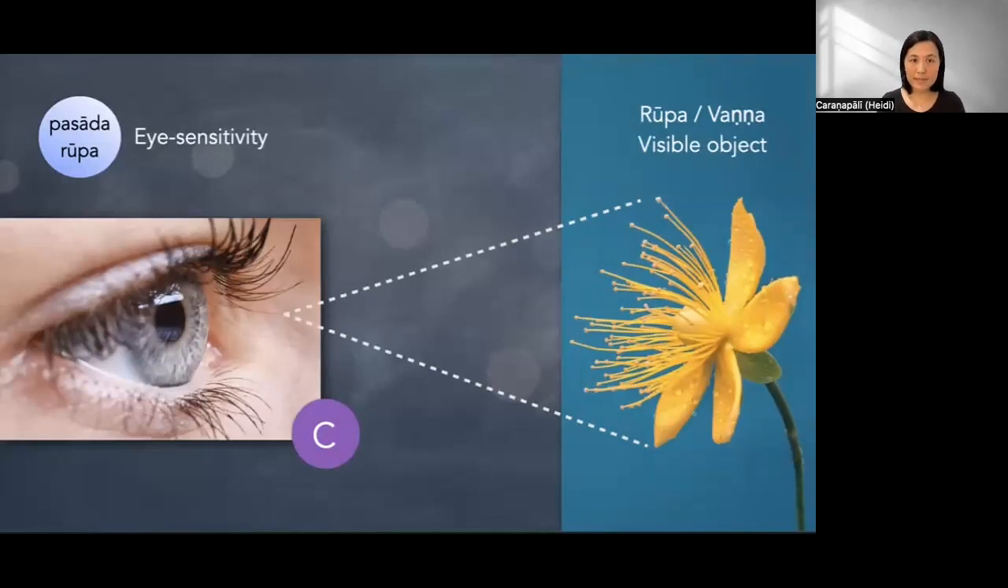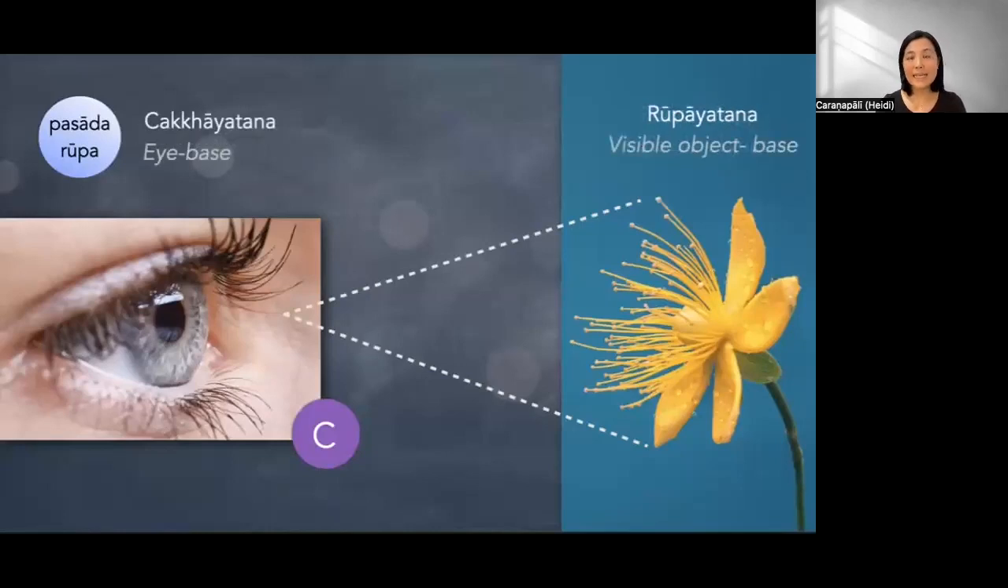So we need these two things. And when this visible object and eye sensitivity get into contact, then eye consciousness arises, right? So for eye consciousness to arise, we need eye sensitivity and the visible object. And these two are the first set of the Āyatana. We call it the Chakkhāyatana, the eye base, and the Rūpāyatana, the visible object base. So the first two bases: one internal, which is the eye base, and one external, which is the visible object base. So Chakkhu Pasada and Rupa or Vanna. Yeah. So that's the first set.